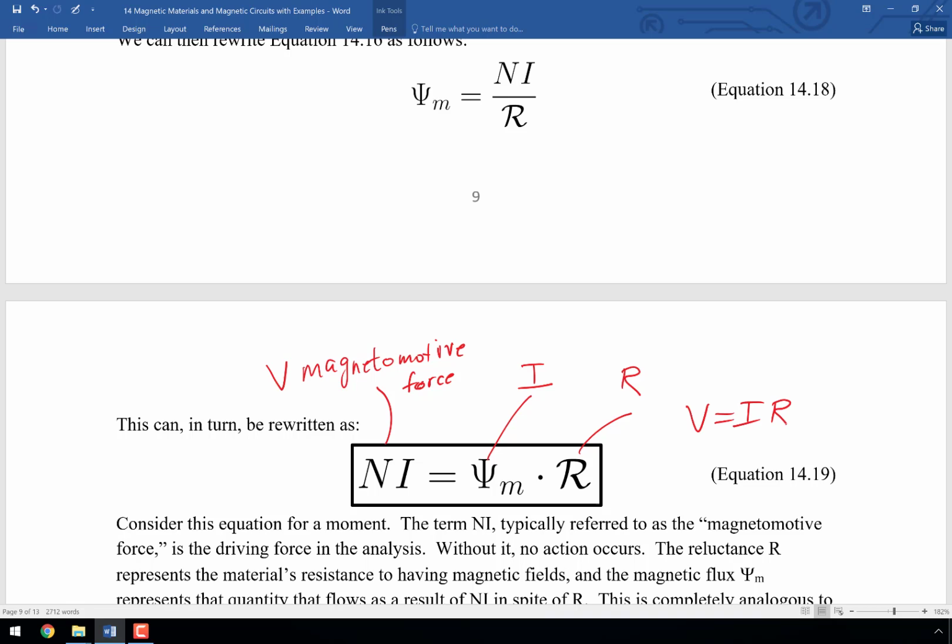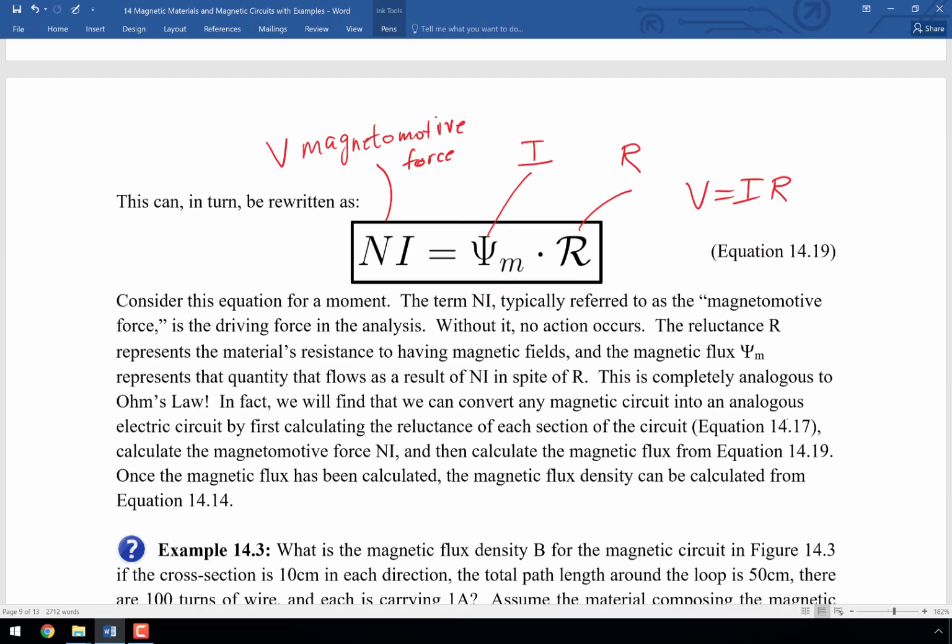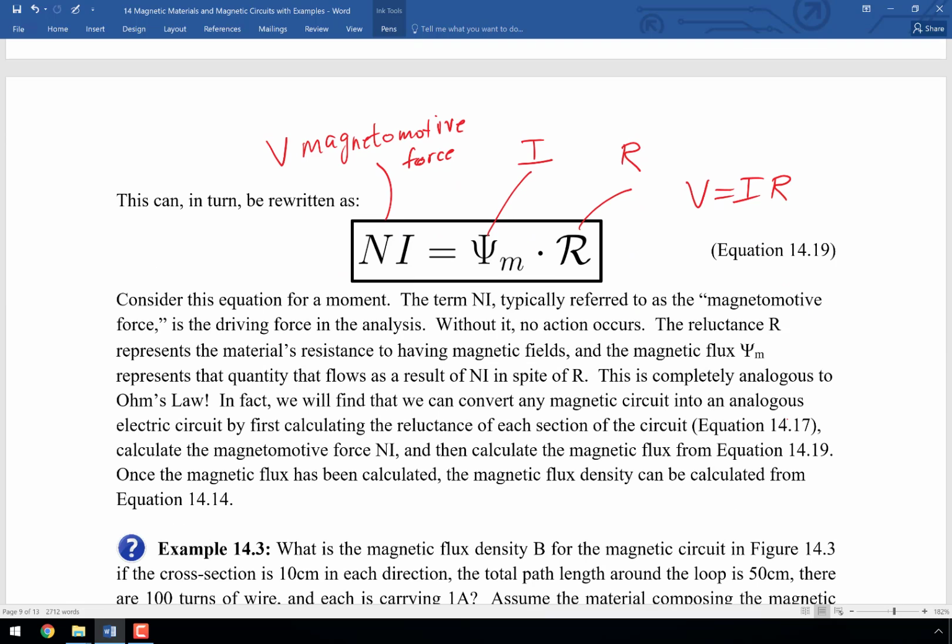We have a magnetomotive force instead of an electromotive force. We have a flux instead of a current, and we have reluctance instead of resistance. But everything else is going to stay the same. So what this means is that we can analyze a magnetic circuit to find the reluctance of each branch, and then from that and the magnetomotive force, we can find the fluxes. And then remember that if you have the flux, you can find the flux density. And heck, if you wanted, you could then use that to calculate H as well.